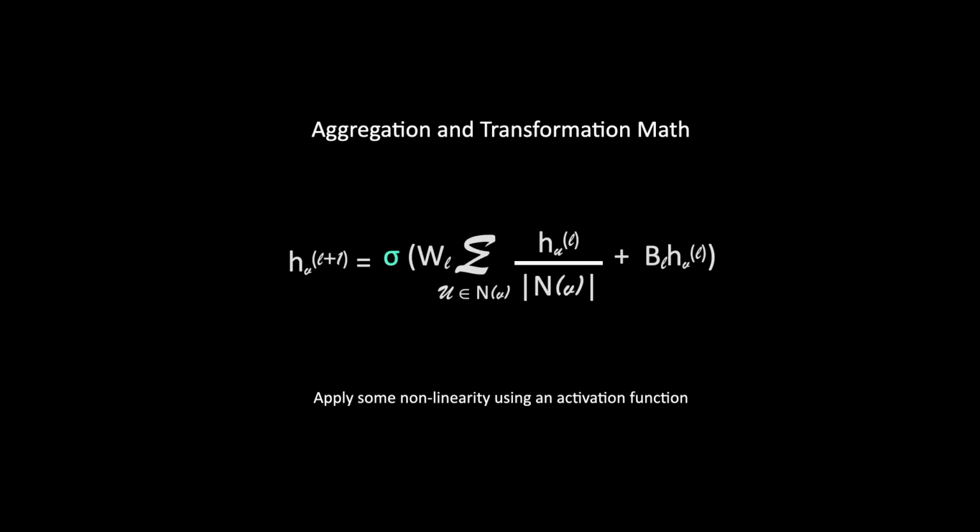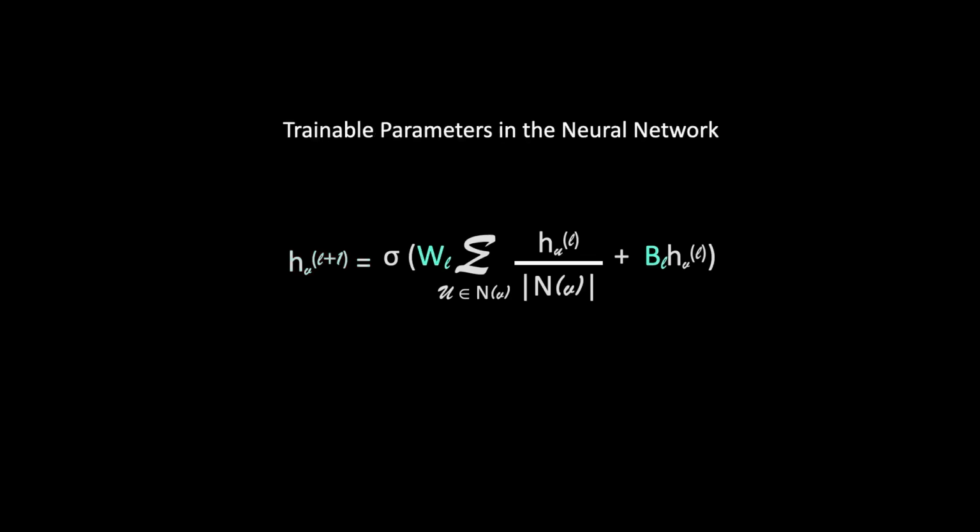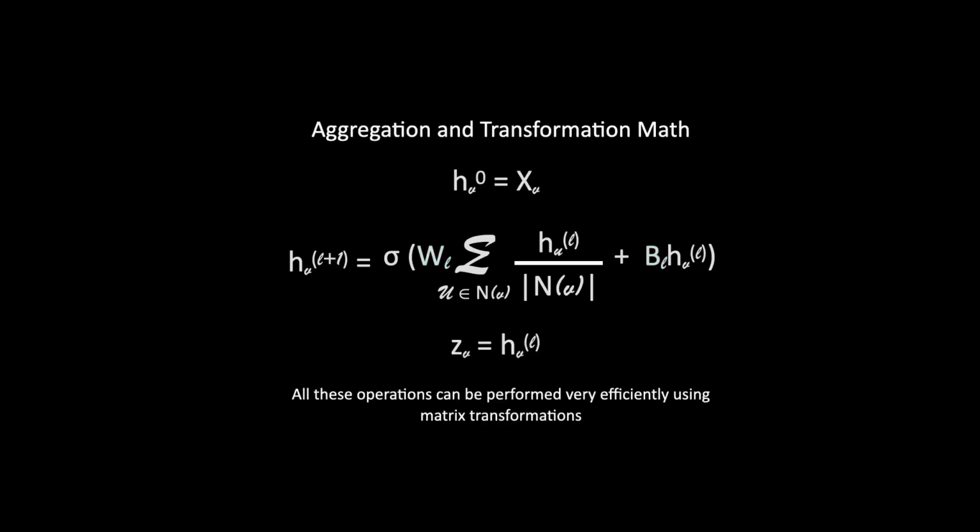Apply this transformation to every layer of the graph neural network and run this for several iterations, and this will give us the final embedding for every node in our original graph structure at the last layer. The layers of the neural network are represented by these learnable parameters W_L and B_L. These are the trainable parameters in the neural network, and this is it. This is the aggregation and transformation math that a graph neural network performs under the hood. These operations seem complex, but they can be performed very efficiently using matrix transformations. We'll shortly move on to discuss graph attention networks.